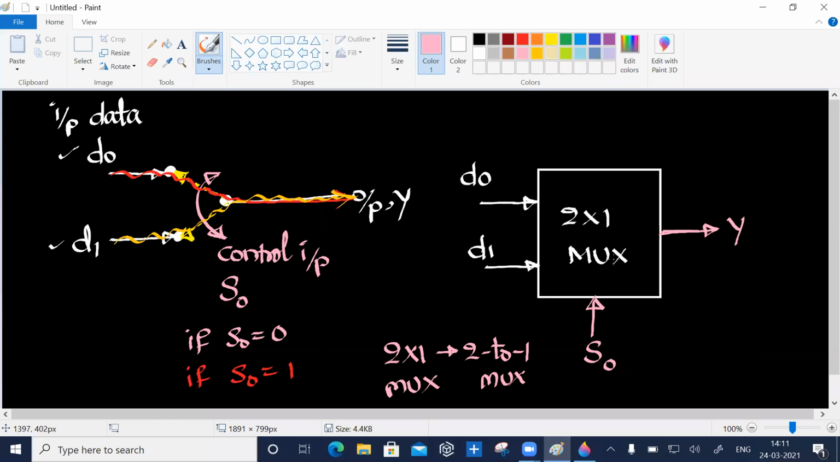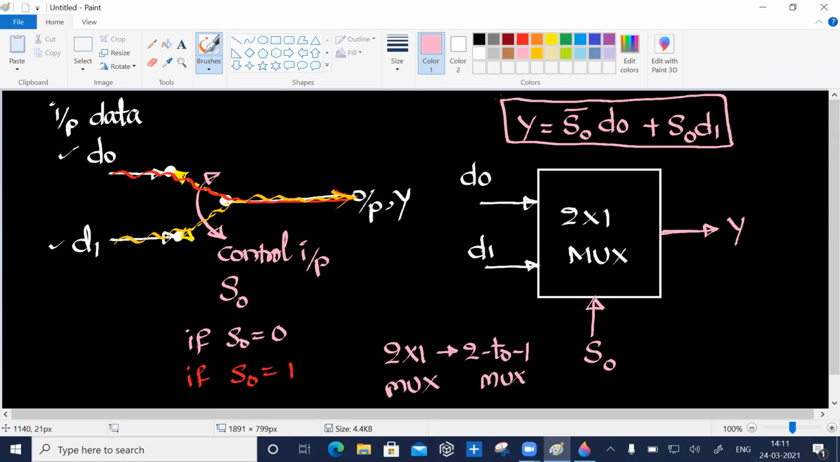Now, if you want to implement this in the form of an expression, Y is equal to S naught complement D naught plus S naught D1. So this is how the output is given. You know what the meaning of that is? The meaning is straightforward, but let me use my mouse. One minute.